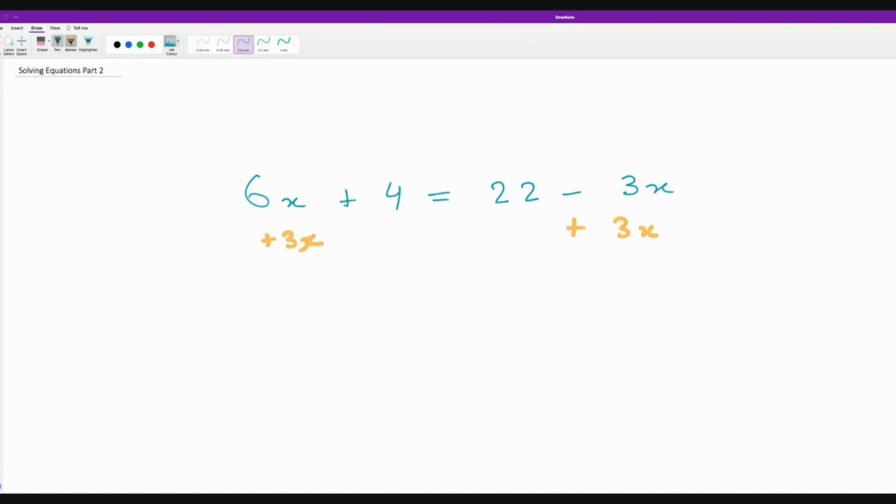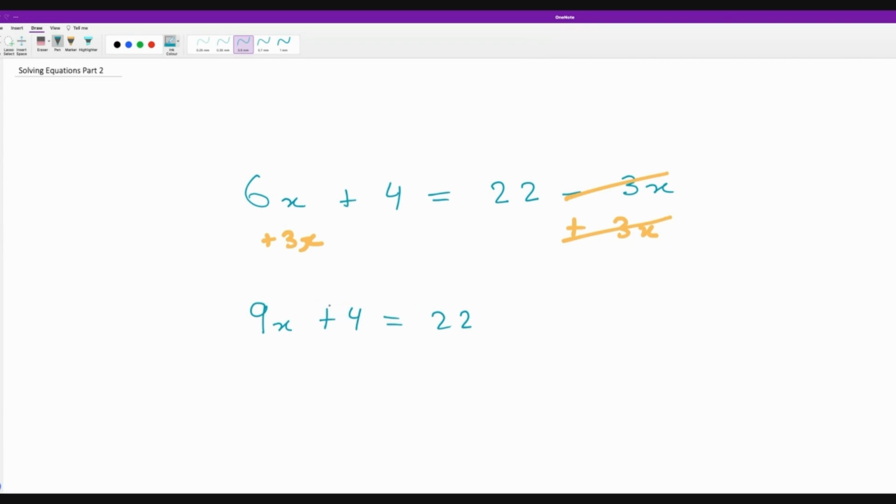That way, this minus 3x and this plus 3x will cancel, leaving us with 6x plus 3x on the left-hand side, so giving us 9x plus 4 is equal to 22. Now from this step, it looks a lot like our equivalent equations, where we have a few numbers and we have our variable over here, and we just need to move all our other numbers to the right-hand side. So let's go ahead and do this.